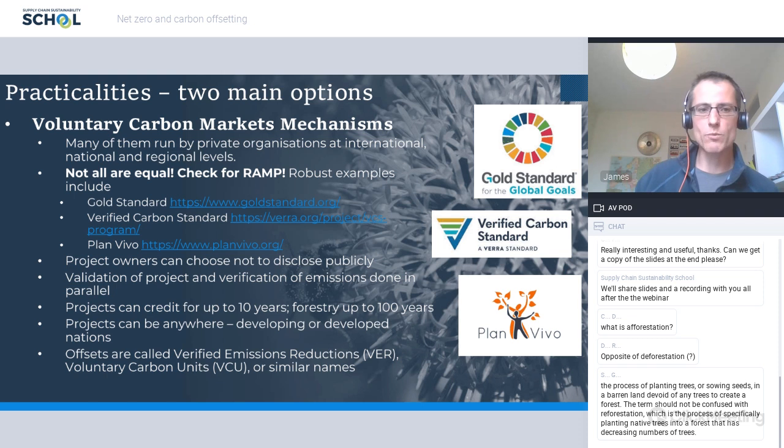I've picked out three of the main ones here that are generally accepted as being robust and good quality. As I say, not all are equal. Do check the projects for additionality, measurability, and permanence. The three there, the Gold Standard, the Verified Carbon Standard, and Plan Vivo, are three of the most well known.